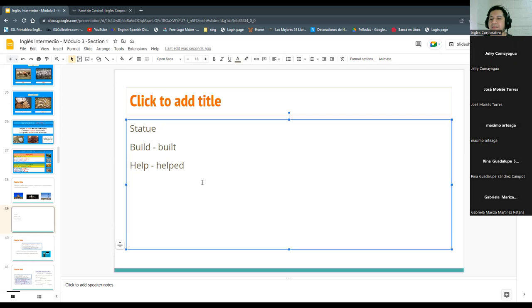Teacher, can you repeat help and helped? Yeah, help is with a P at the end. Help. And the past is with a little T. Helped. Helped, exactly.